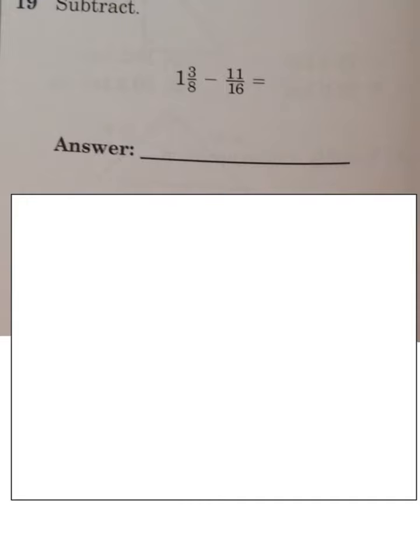Number 19, you subtract 1 3/8 minus 11/16. If you're allowed to do this in the calculator, just need to make sure you do it exactly that way. But if you had to do it paper and pencil, remember that first we need to change the mixed number to an improper fraction. 8 times 1 is 8. Plus 3 is 11. That goes over 8. Then you will subtract 11/16.